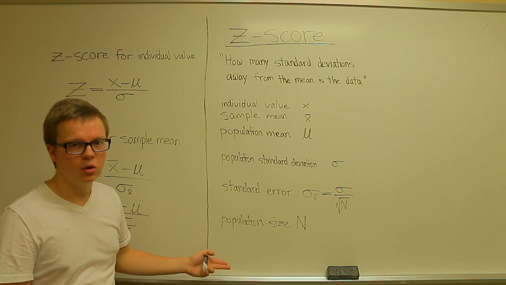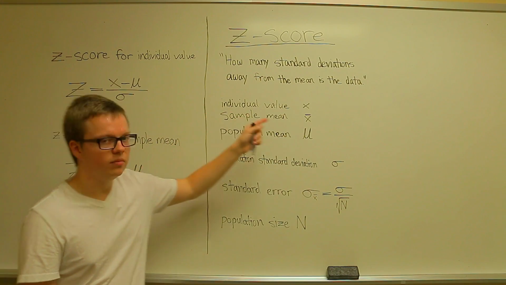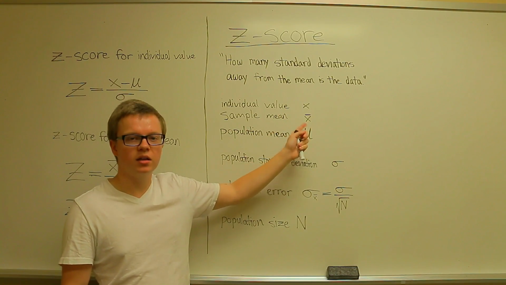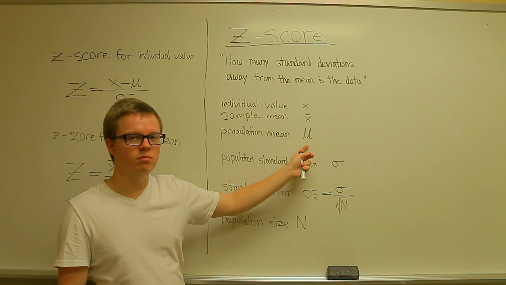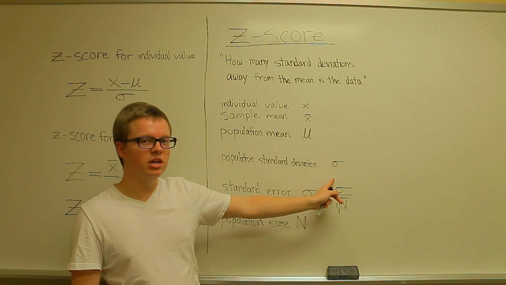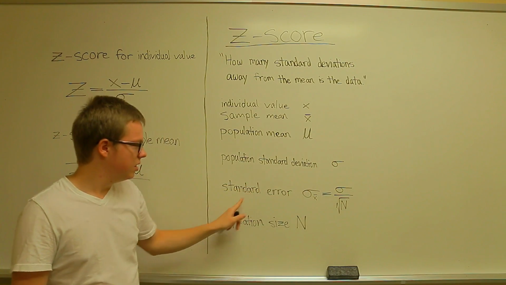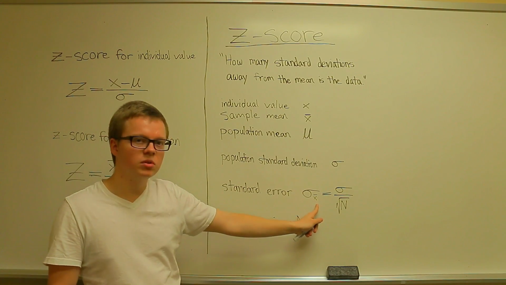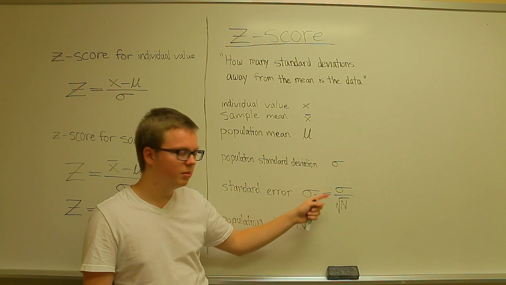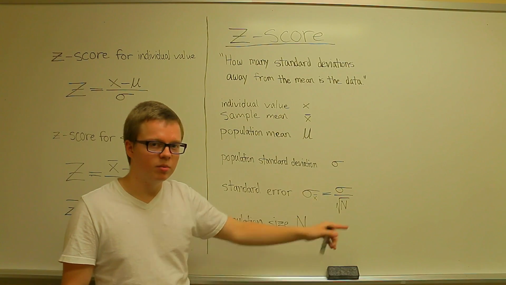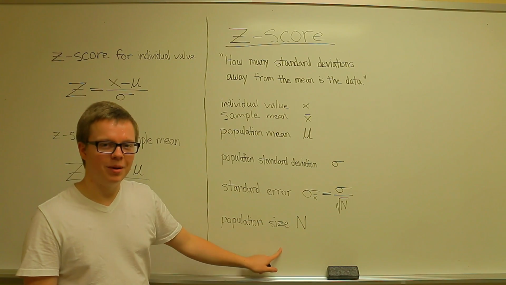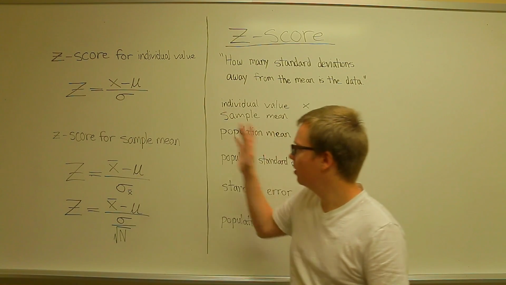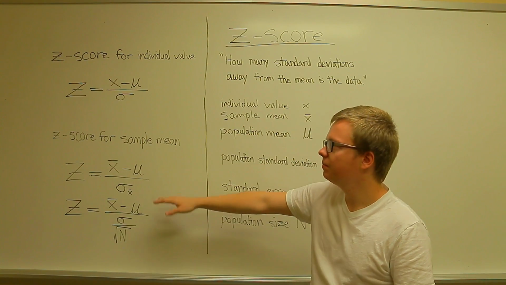And then we have some notation over here. Any individual value will just be x, a sample mean is x bar, population mean is mu, population standard deviation is sigma, standard error is sigma with this little x bar subscript, and the formula for that is sigma divided by square root of capital N. Capital N is your population size. So all of these values and notations come into play in these formulas.